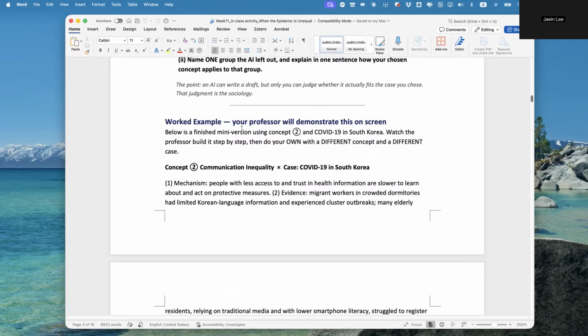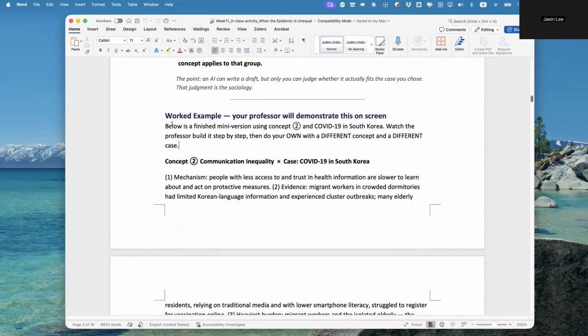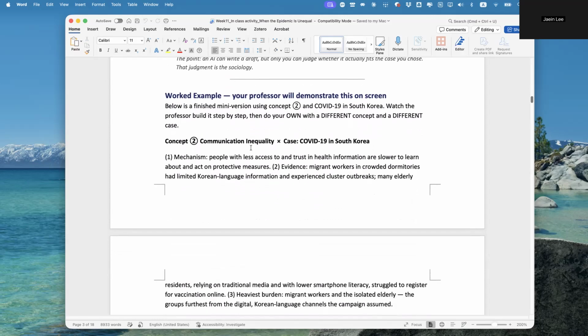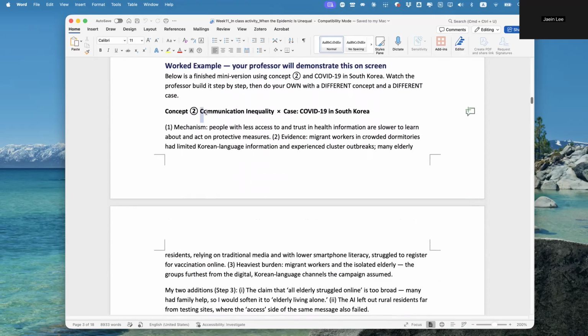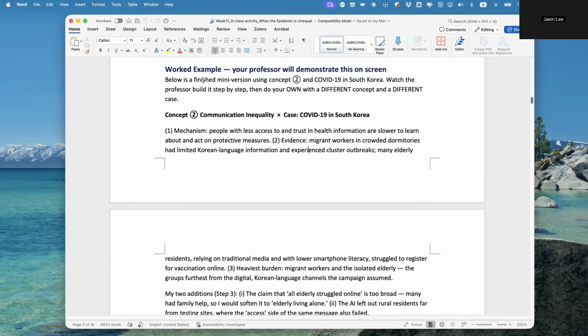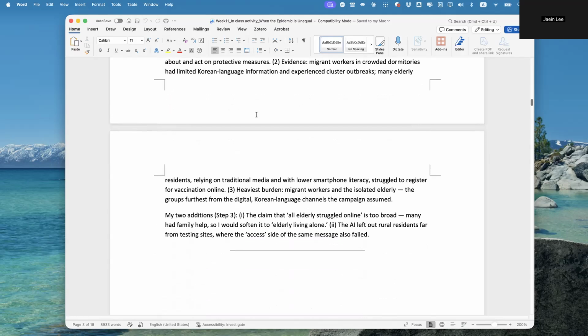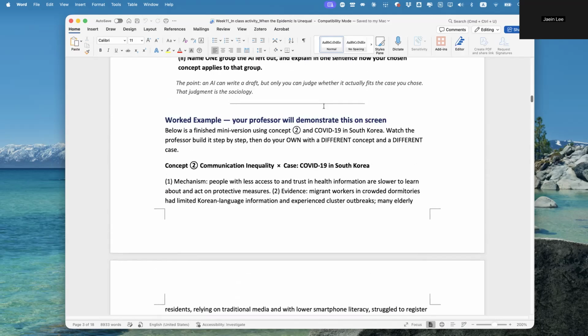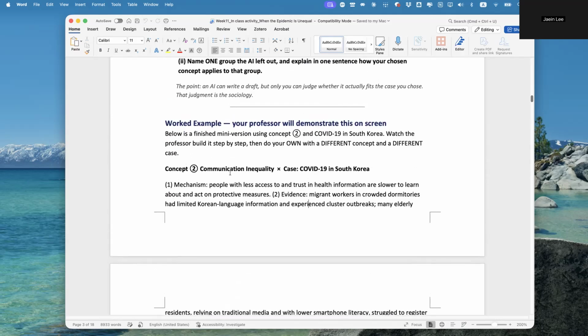So maybe I will try it on that. Below is the finished mini version using concept one: the communication inequality and COVID-19 in South Korea. So based on the outcome that I made before, the AI created the answer in that way.